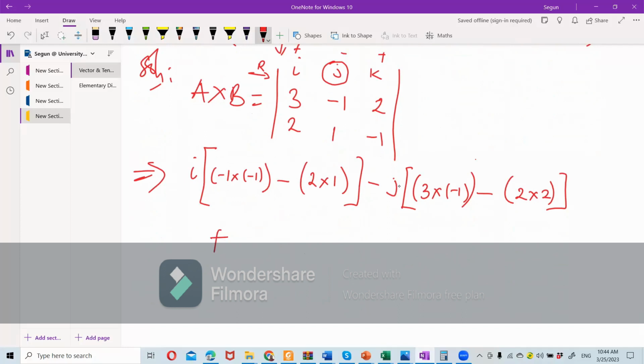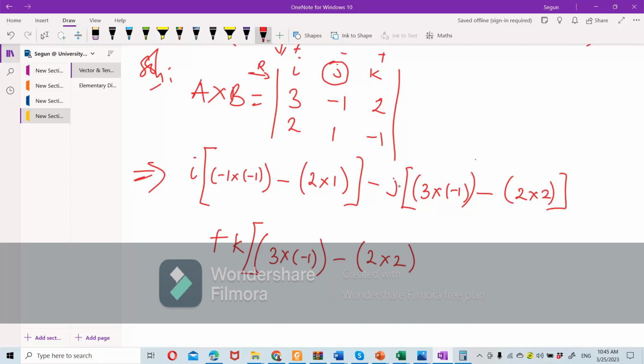Then the next one is positive K. This row will be paralyzed. The column will also paralyze. We have it to be 3 multiplied by -1 minus 2 multiplied by 2. Sorry. You know, we are doing the K, so it's going to be multiplied by 1. This one will paralyze, this one will follow. Remain 3 multiplied by 1 and 2 multiplied by -1.